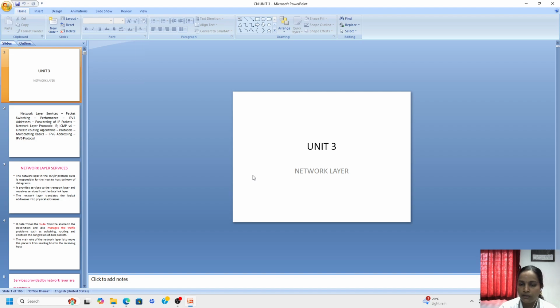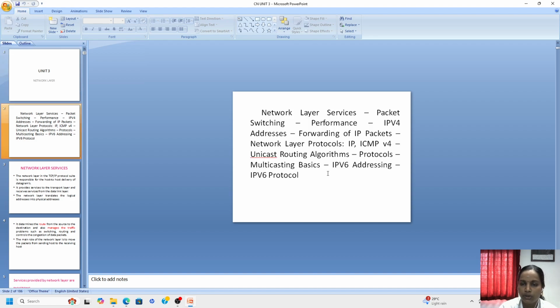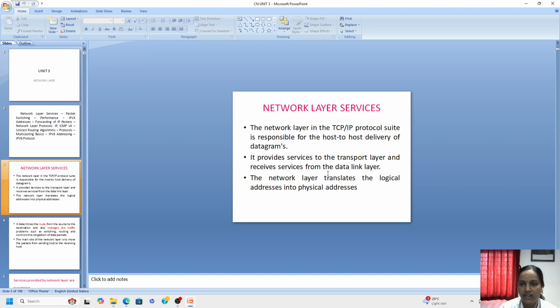Let us see Unit 2 in computer networks, which is the network layer. In this unit we are going to learn about IP version 4 addresses and IPv6 addresses, with their respective protocols. The first topic is network layer services.